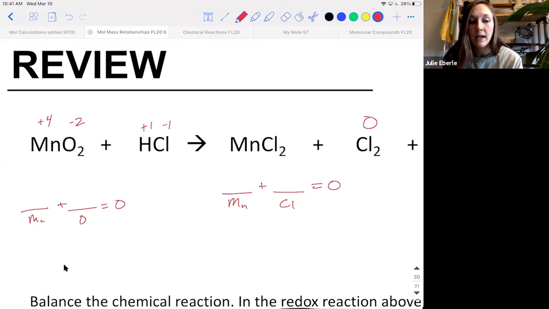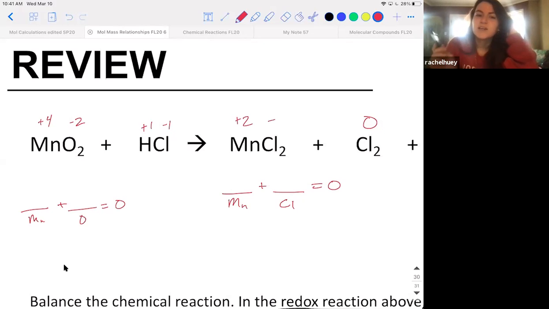Kylie, remember the first element gets the positive oxidation number. The second element always gets the negative. So we've got to put a positive on manganese and a negative on chlorine, but think about what numbers. Maddie says a +2 on manganese. Okay. Could you do the same thing that you did for manganese and oxygen, or no?